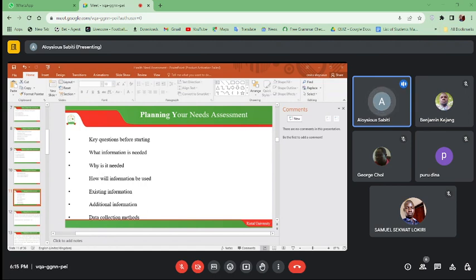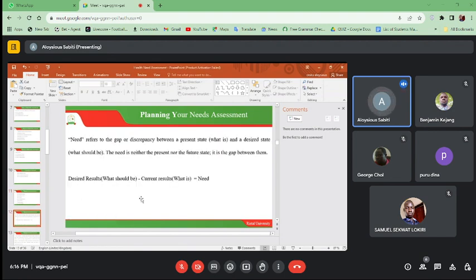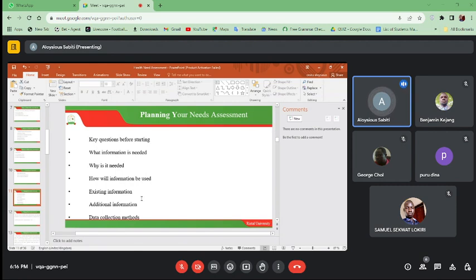Thank you. So you may need to understand what the community's utmost priority is, because community needs vary according to what the community desires. So when you're planning your needs assessment, there are key questions before starting. And these questions, we looked at them and we said: what information is needed, why is it needed, how will the information be used, existing information, additional information, and data collection methods. So these are some of the key questions you must ask as your needs assessment team.